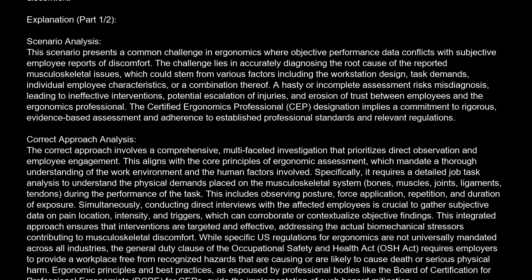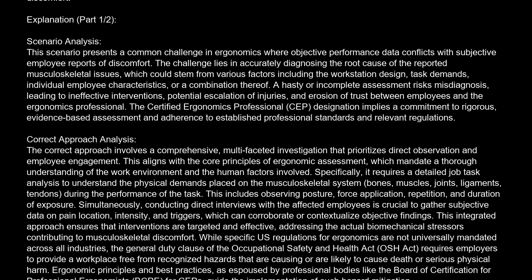A hasty or incomplete assessment risks misdiagnosis, leading to ineffective interventions, potential escalation of injuries, and erosion of trust between employees and the ergonomics professional. The Certified Ergonomics Professional (CEP) designation implies a commitment to rigorous, evidence-based assessment and adherence to established professional standards and relevant regulations.